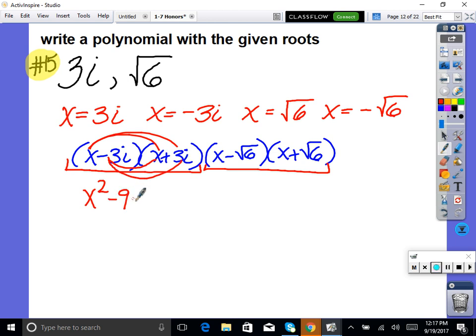And then we have minus 9i squared. So isn't that x squared plus 9? Okay, let's do this next one. X times x is x squared. Once again, conjugates, middle terms cancel out, so I'm just going to do that one in my head.